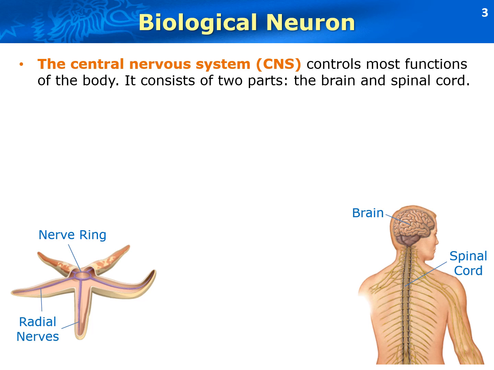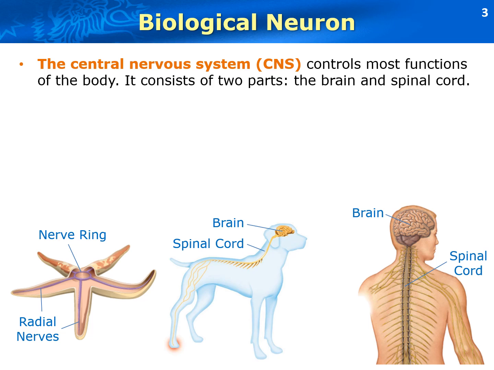Another example is a dog, whose nervous system includes the brain, spinal cord, and branching nerves that conduct signals throughout the entire body. For human, the brain is the most important part of our central nervous system. It is made up of hundreds of billions of neurons.